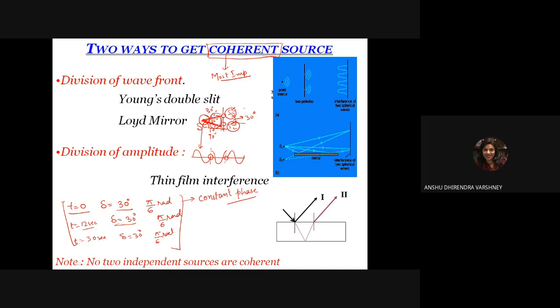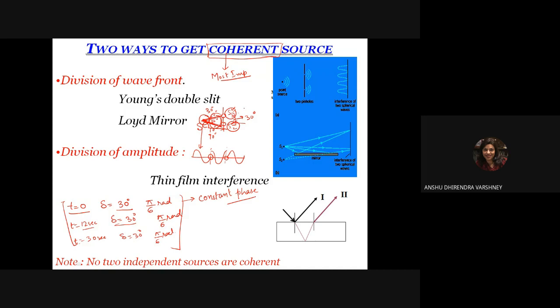Okay, so it means that what we are talking about, that we are talking about the interaction of waves emerging from the same source or the same frequency of these waves which are actually coming out from the source which is coherent.